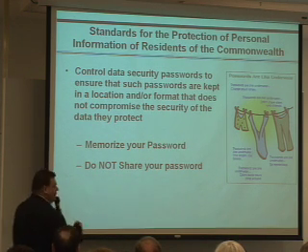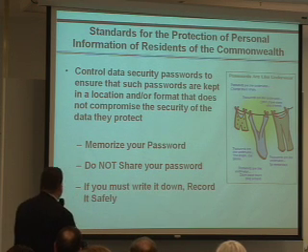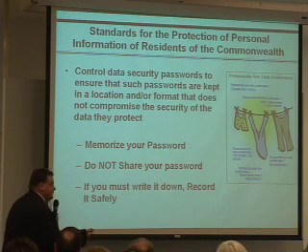So we want to make sure that you do not share your password as part of the law. And you must not write it down; record it safely, and put it in your wallet or something.